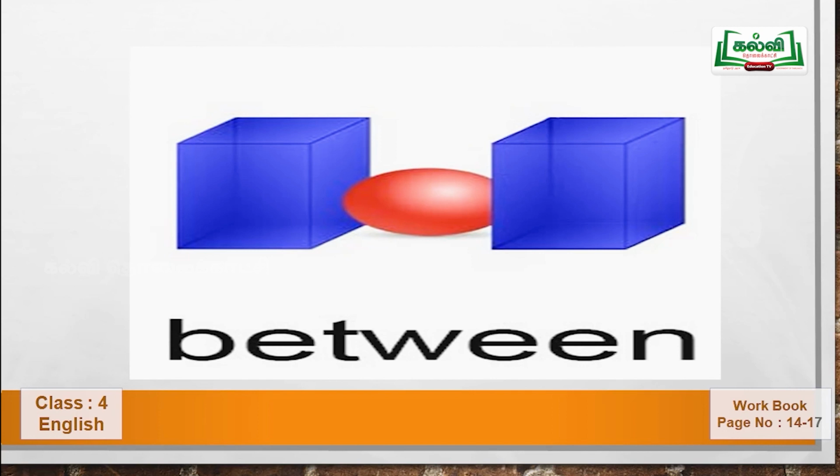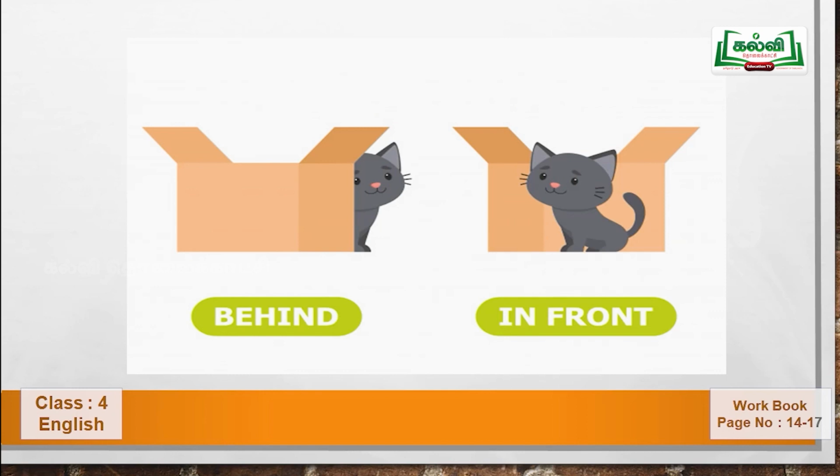Children, now look at this picture. What is this? There are two boxes and one ball. Where is the ball? The ball is between the boxes. What is the preposition used here? Between. What is the preposition? Between.